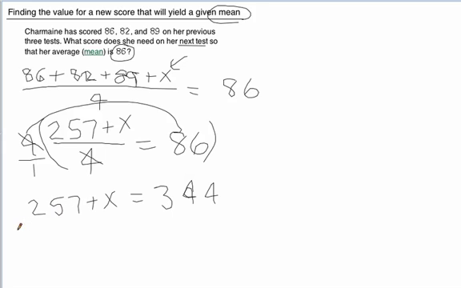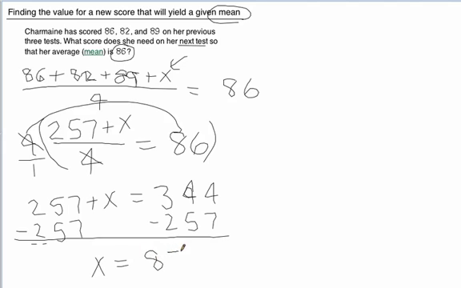Alright, the rest is easy. We subtract 257 from both sides. We end up with x is equal to 87. So she's got to score an 87 on her next test in order to get an average of 86.